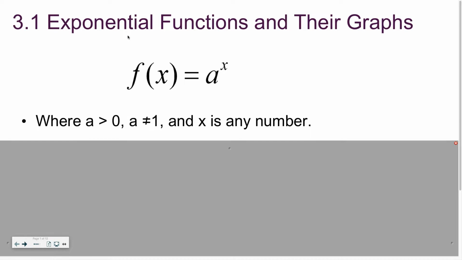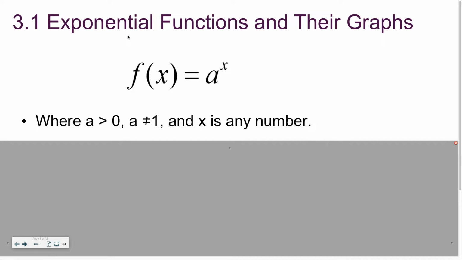So a to the x is an exponential function as long as a is greater than 0 and not 1. Okay? So we have a number raised to the power. It is not a variable raised to a power. It's a number raised to a variable. Do you see how that's different? Okay. Our variable is in the exponent, and our base is a number.